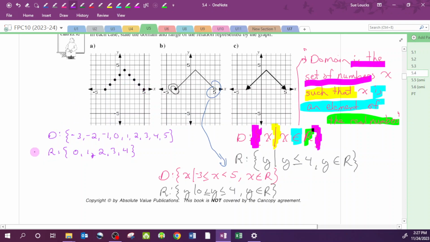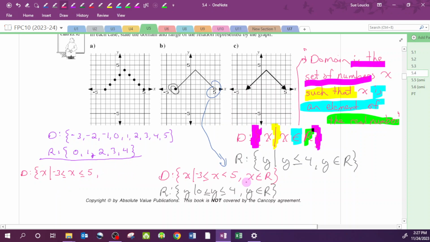Now there is another way to do it. We can do it using similar notation, and that would be, for my domain, the set of numbers x such that, with x in the middle here, it goes between -3 and 5, and it can actually be -3 and it can be 5, so it's less than or equal to, greater than or equal to.